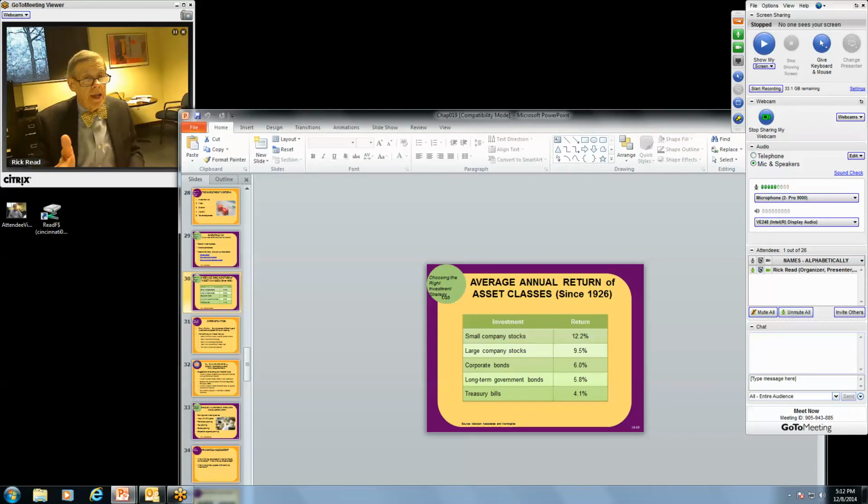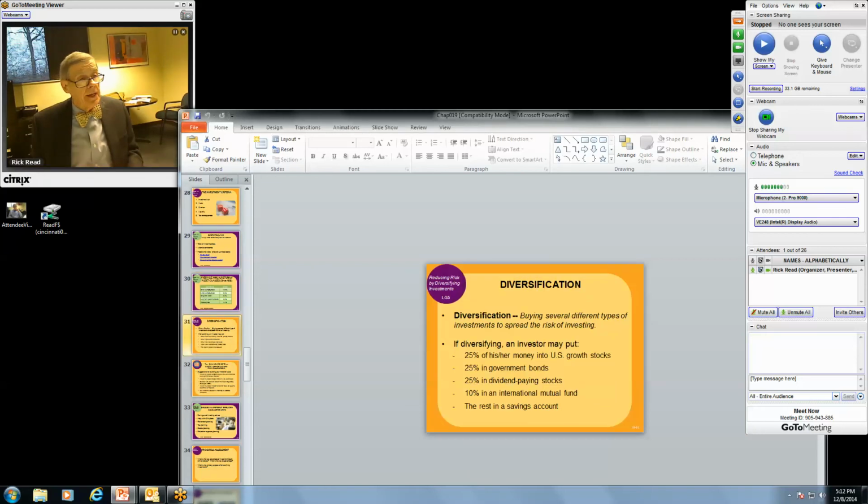Annual average return on assets since 1926. I'm not going to go through this. It's kind of a gee whiz slide, so kind of look at it and it's something to understand.